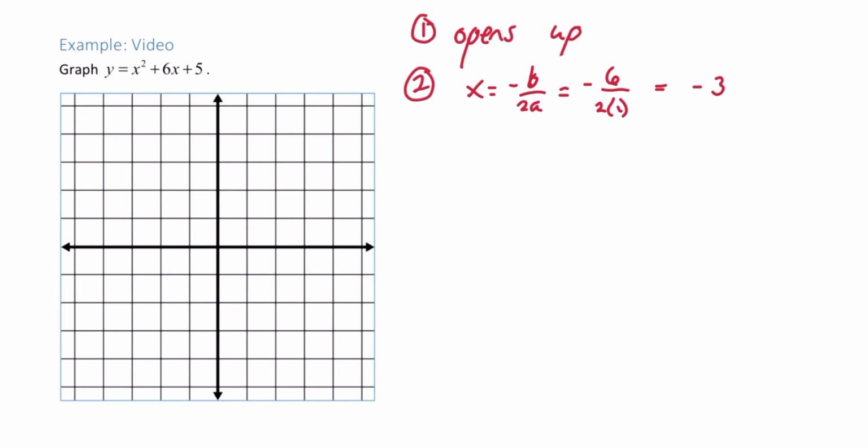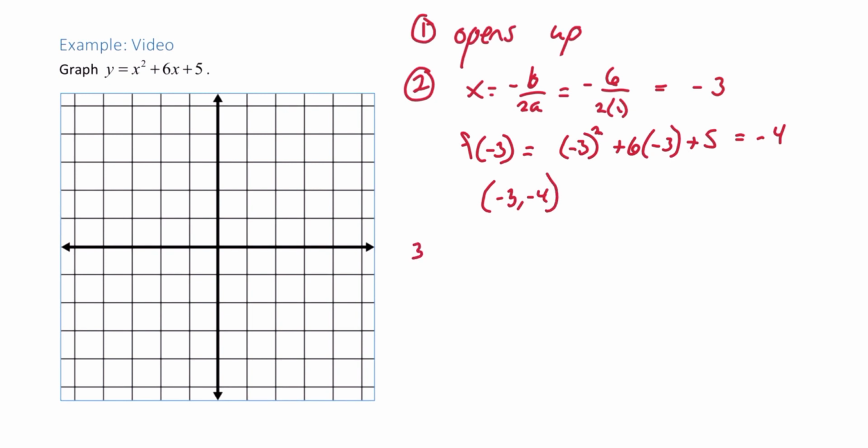To find the y coordinate, we want to evaluate the function at that x value, negative 3. So we have negative 3 squared plus 6 times negative 3 plus 5. This gives us negative 4. So our vertex is negative 3, negative 4.